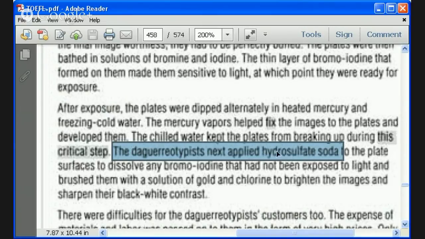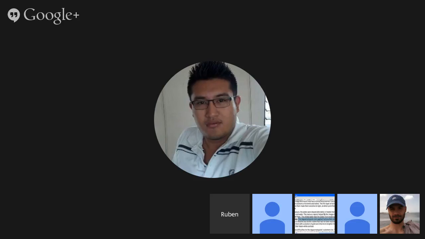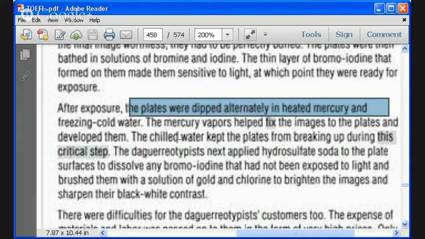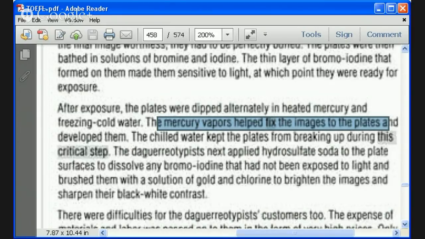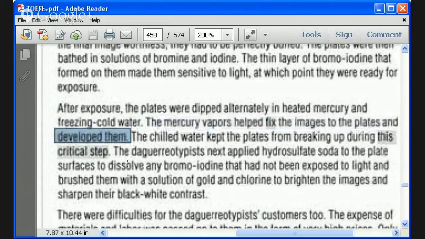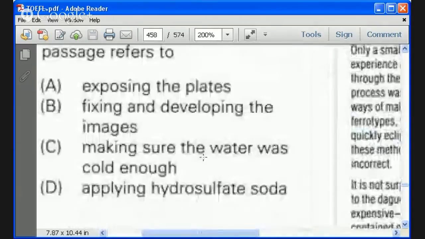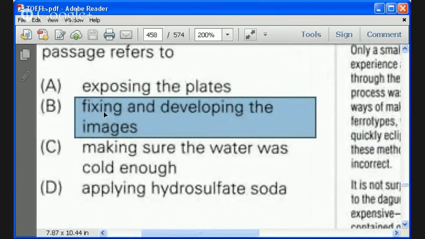So yes, Michael's elimination of D was correct. After exposure, wait a minute. So they must be talking about a step that happens after exposure. So there's another answer I can eliminate. They were dipped in mercury and cold water. The mercury fixed the images to the plates and developed them. Repair. So where is repair? Fixed and developed. Oh, there you go. Now it's obvious. There's actually two verbs, fixing and developing.